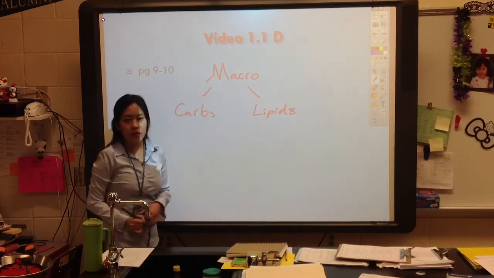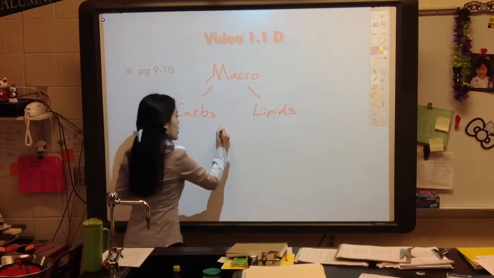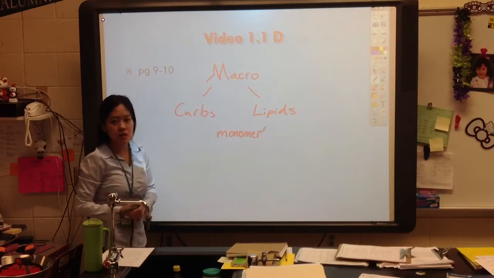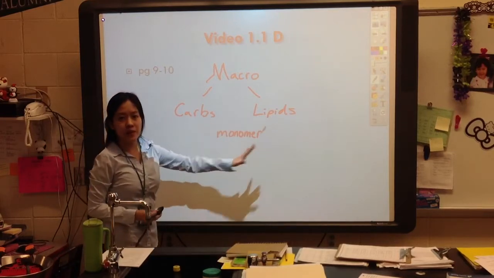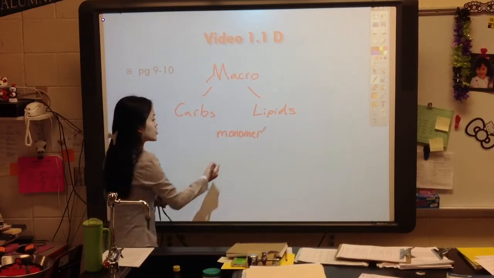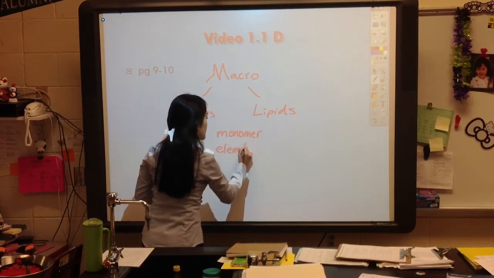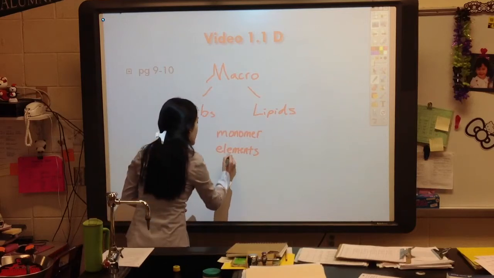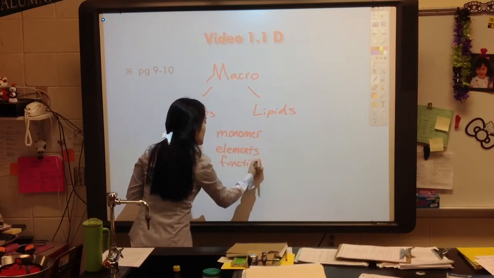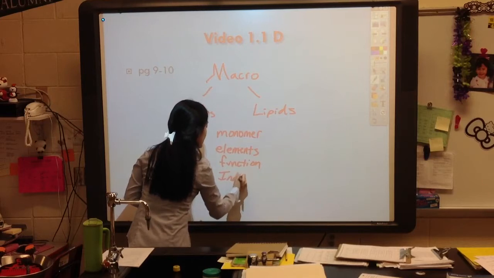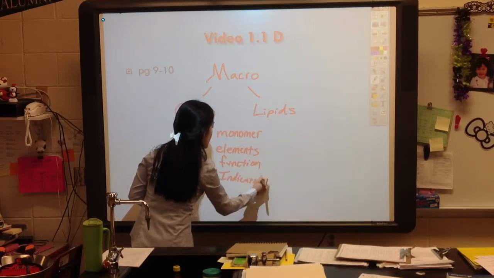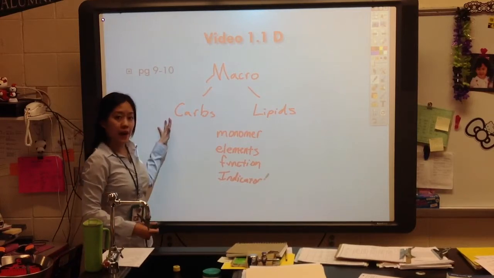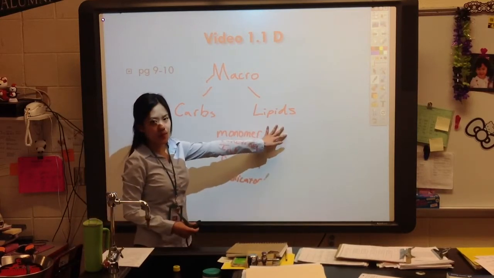It's really important for us to understand the monomer of both of those, to be able to name and identify the monomer of carbohydrates and of lipids. We also need to know the elements that make them up. And we also really need to know the function and indicator test, the indicator test that detects whether or not the carbohydrates are there or if the lipids are there.